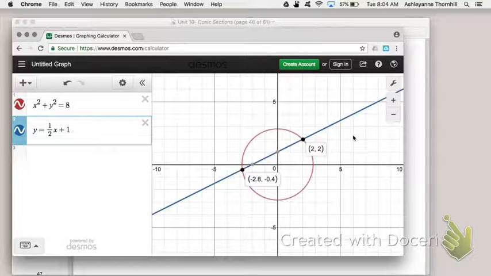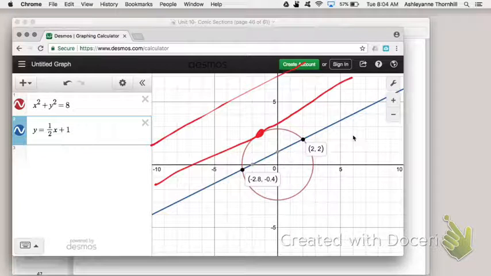The circle and line combo could obviously have 2 solutions because we see it here. What are the other options of number of solutions that this could have? 1. If it just touched it like this, it could have just 1 solution. Or it could have no solution if it were way out here. The solution is wherever it crosses. It could never have 3 or 4 if it were just a line and a circle.